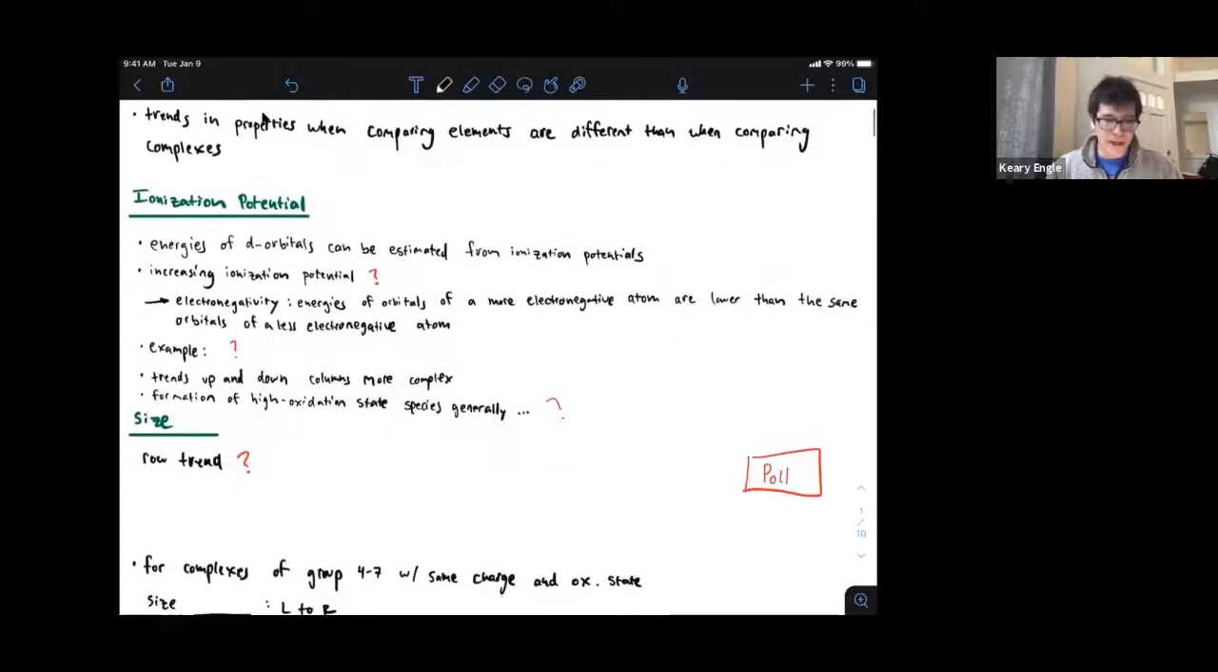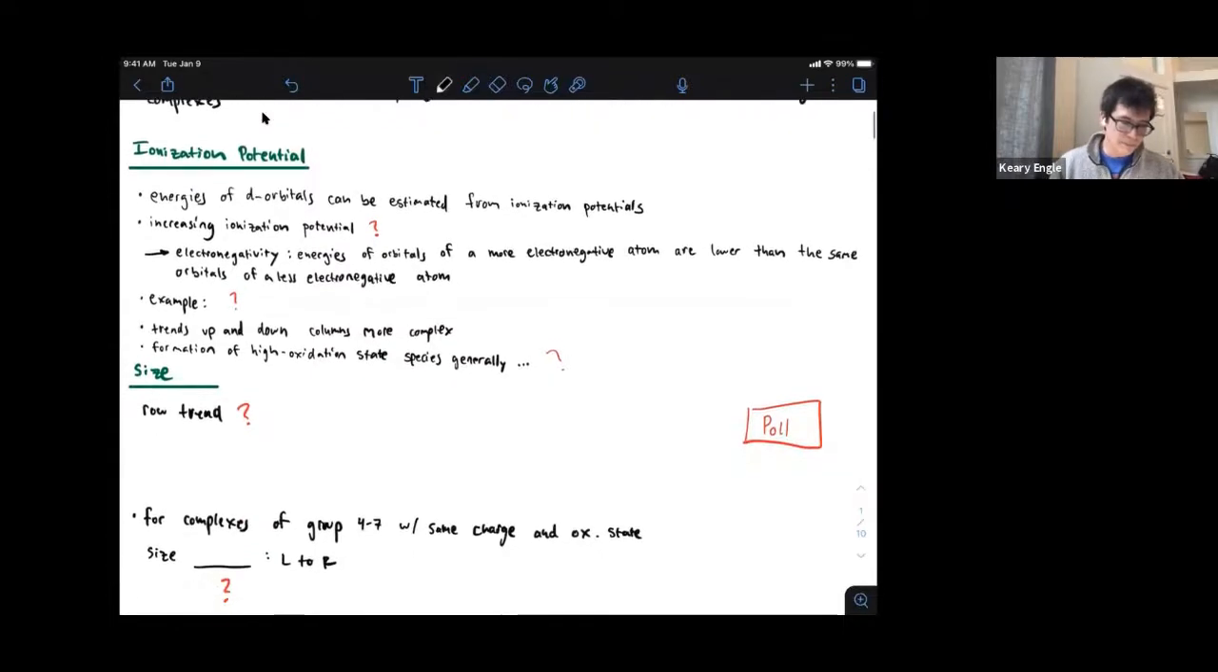Another point that I think we've already gotten a flavor for in the class is that the trends when considering the elements in isolation in their metallic state are sometimes different than the trends for these same metals when they're in a complex.